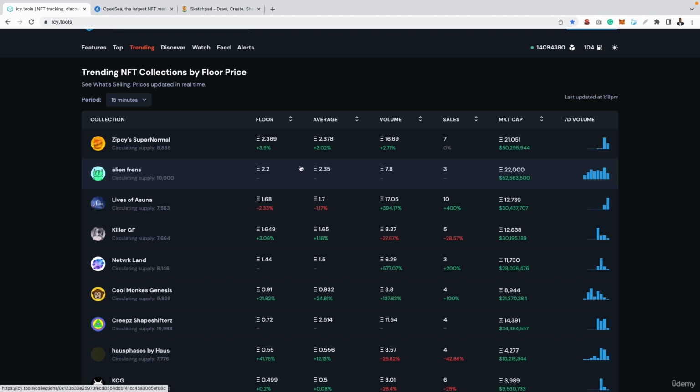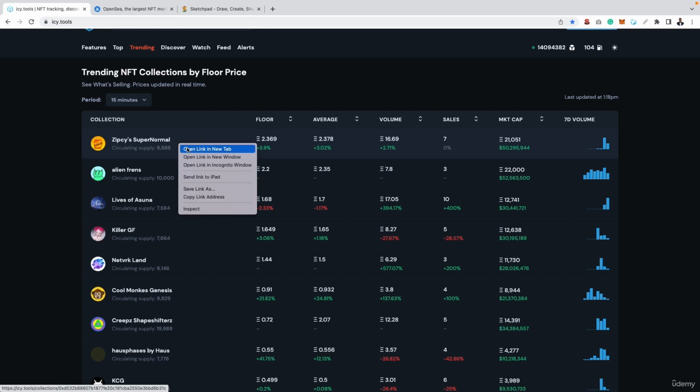We can see how much the volume has changed. It's gone up by 4%. The average floor price has also gone up by 4%, and the volume's gone up by 3%. So for some reason, this project is pumping. What I can do is open this in another tab and dig into the detail to find out exactly what is going on.